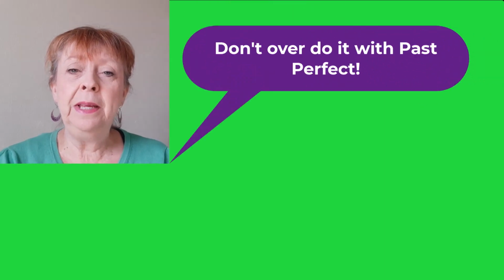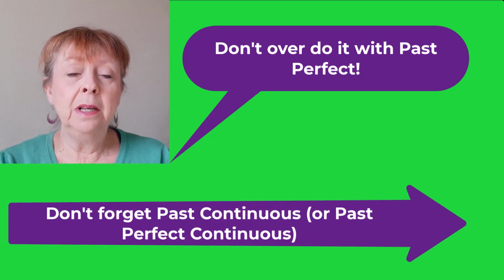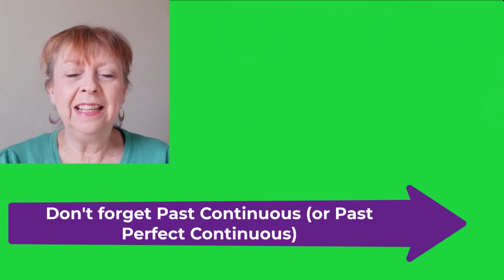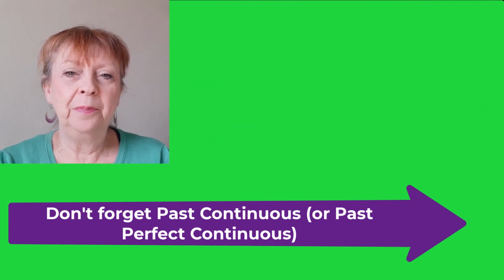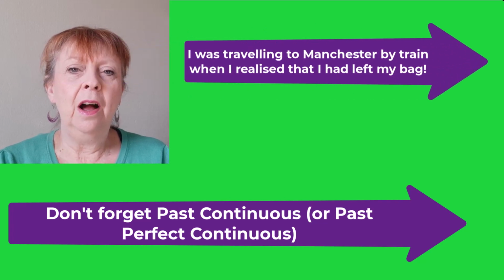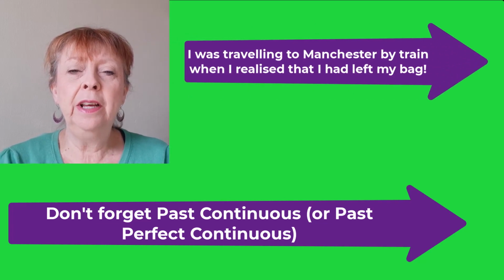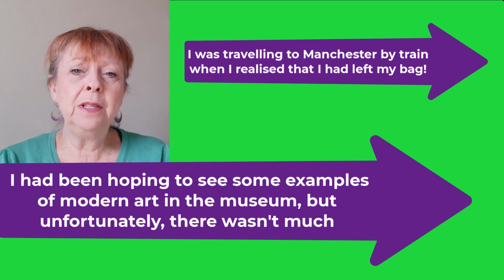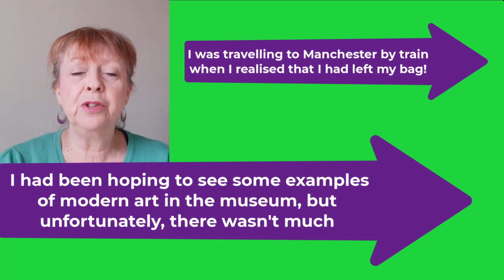You'll also be able to handle past continuous and possibly past perfect continuous if your storytelling is going to be next level. Here's an example. I was travelling to Manchester by train when I realised that I had left my bag on. I had been hoping to see some examples of modern art in the museum, but unfortunately there wasn't much. Just a warning, don't get carried away. One or two of these could be enough in a story.